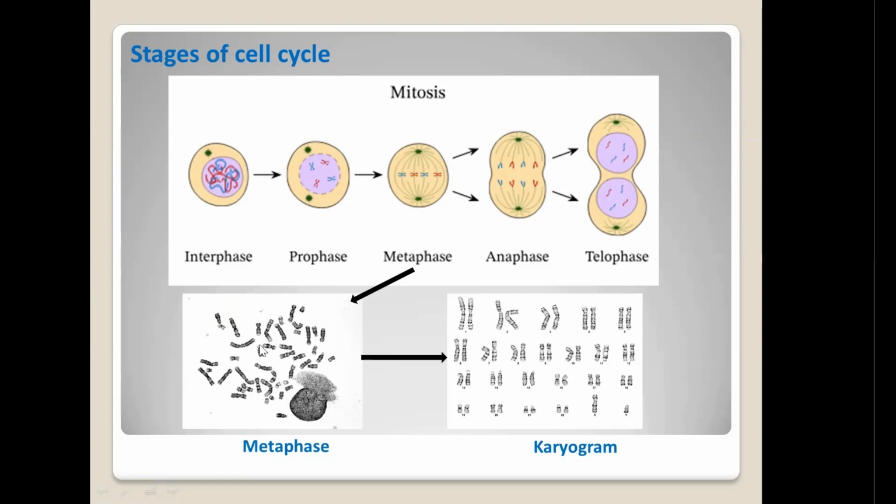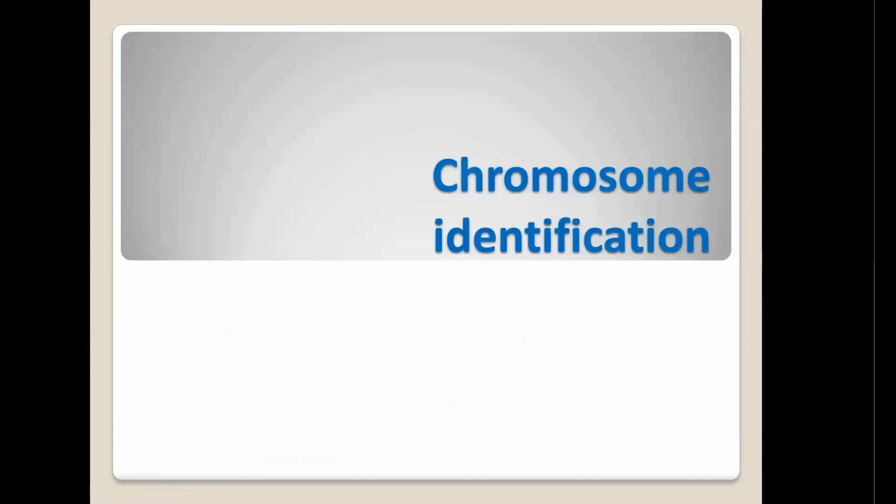After capturing this metaphase, we can analyze the chromosomes and make a karyogram. Finally, now we are able to detect any abnormality in chromosomes. That is our target. So, now coming to the main part of this video, that is chromosome identification.